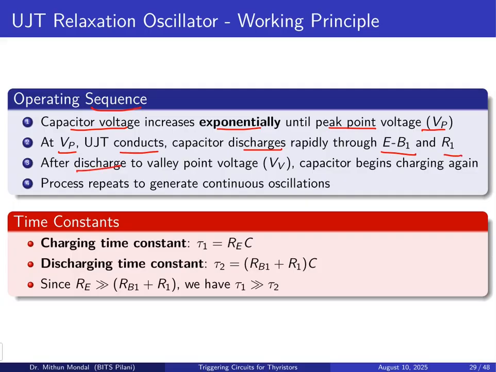After discharge to the valley point voltage, the capacitor will begin to charge again. This process will repeat to generate continuous conduction. So this is the operating sequence of the relaxation oscillator.